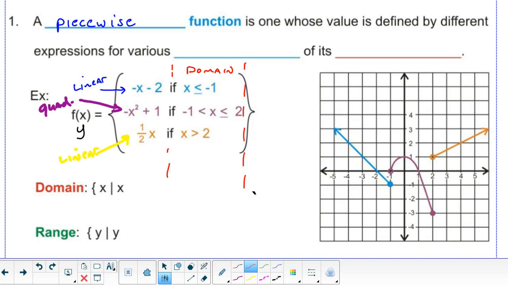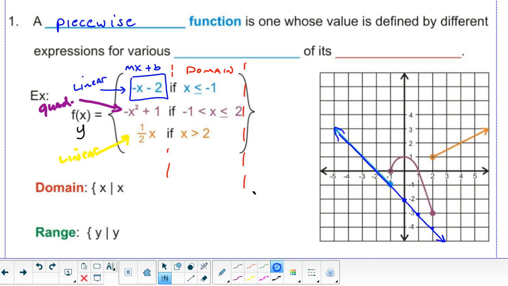So let me try to explain. Our first one is negative x minus 2 if x is less than or equal to negative 1. Well, let's think about just graphing this normally. All right, y equals mx plus b, is what you're thinking. You always graph the y-intercept first, at negative 2. And then what is my slope? A negative 1. Down 1, right 1. Down 1, right 1. And if I were to graph it, it would be this line.